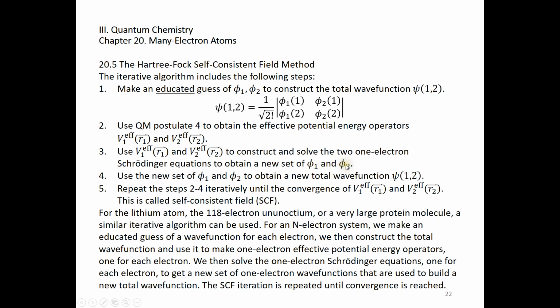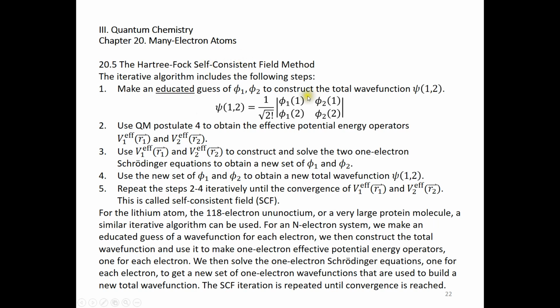The phi 1 and phi 2 here are different from our initial guess of phi 1 and phi 2. And then we simply use the new phi 1 and phi 2 to get a new total wave function psi 1, 2. And after we get a new psi 1, 2, we get a new V1 effective, a new V2 effective. And then we use the updated V1 V2 effective to obtain another updated set of phi 1 and phi 2. From the latest phi 1 phi 2, we build another psi 1, 2. We keep repeating steps 2, 3, 4 until the convergence of the effective potential energy operator for electron 1 and that for electron 2. And that's called self-consistent field.